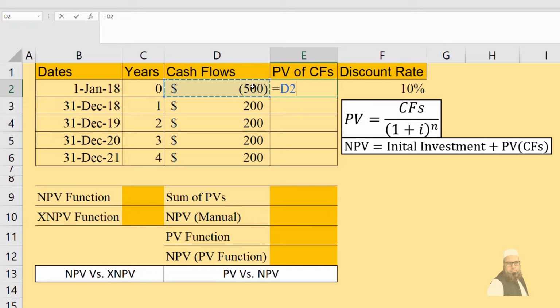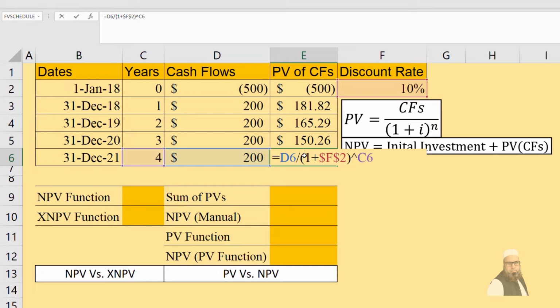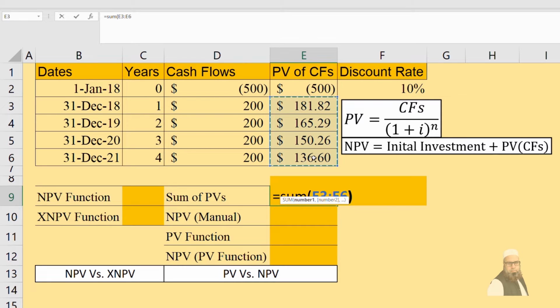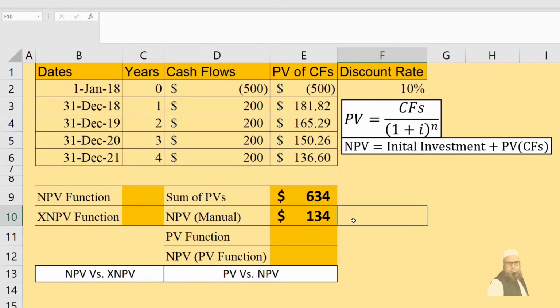The initial investment will remain the same as it is invested at time period 0. After that, 200 divided by (1 plus i), that is the interest rate. With the interest rate, we will press F4 to lock this cell, close the parentheses and raise to the power 1, and copy this formula for the next cells. So the present value of individual cash flows will be computed. After that, we will calculate the sum of present values. So we will use the SUM function and select the present values of cash inflows, that is $634, and after that we will calculate net present value, that is equal to the initial investment plus the sum of present values of cash flows, and finally the NPV is $134.